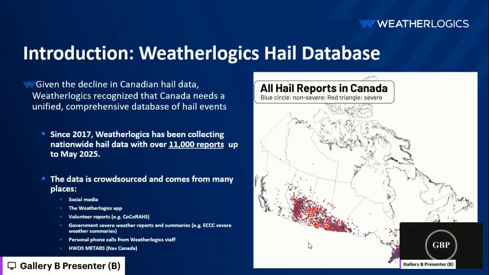So last year at CMOS, I presented on the WeatherLogics hail database. I won't go through all of that again in detail, but since 2017, we've been crowdsourcing hail data, and we have over 11,000 reports across Canada. On the map, you can see in blue, non-severe hail, and in red, severe hail. This data comes from many sources, which you can see listed there, everything from social media to phone calls by our staff to affected individuals.